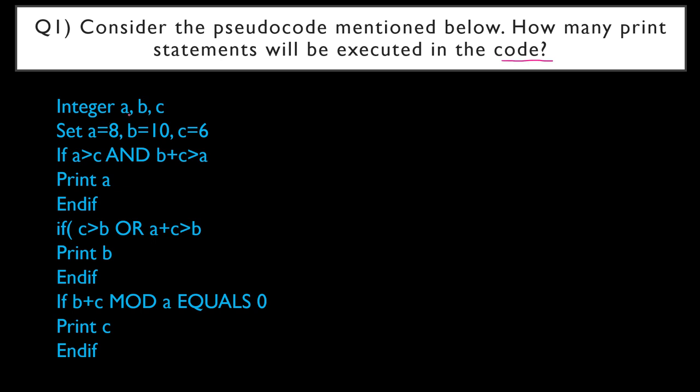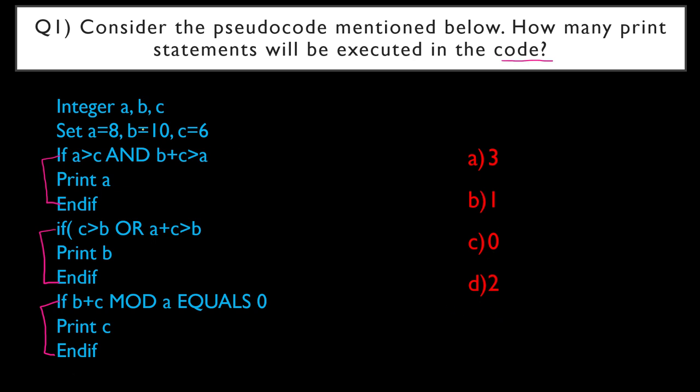Integer a, b, c, set a to 8, b to 10, and c to 6. If a is greater than c and b plus c is greater than a, print a. This if condition is going to end here. There is another if condition that is going to end here, and another if condition that is going to end here. They're asking us how many print statements will be executed. Option A is 3, option B is 1, option C is 0, and option D is 2.